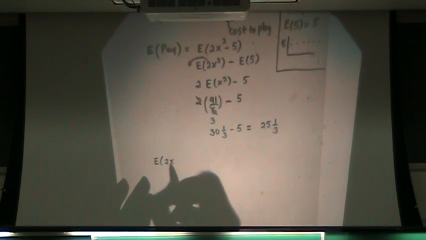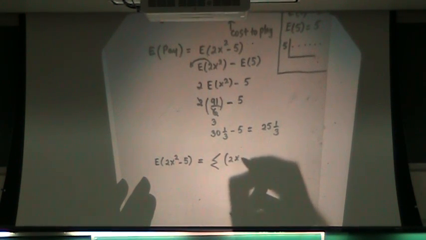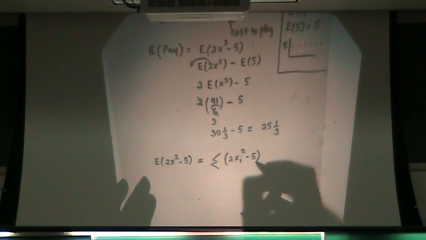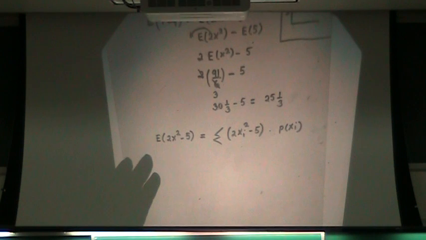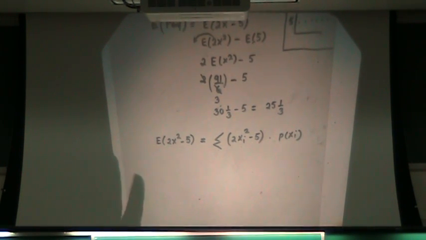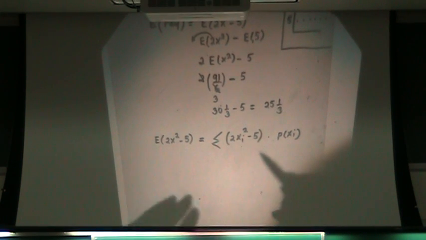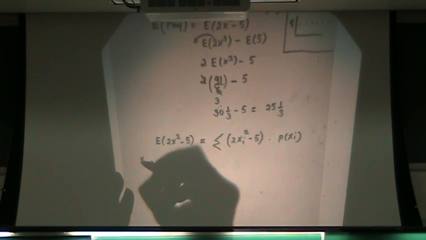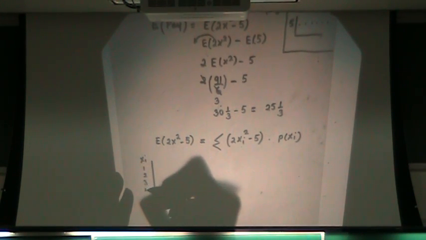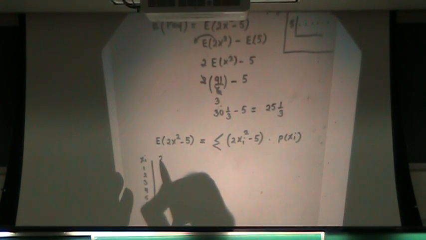E of 2x squared minus 5 equals summation 2xi squared minus 5 times p of xi. Are you following? Because if I give you some strange function, you're not going to know what the E of x squared is, right? So you would probably have to do this. So how would I do this? 2xi squared minus 5. This is my function, right? xi 1, 2, 3, 4, 5, 6. I would have to create whatever this thing is here.